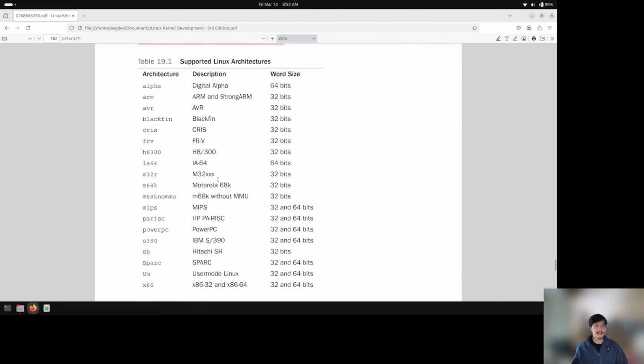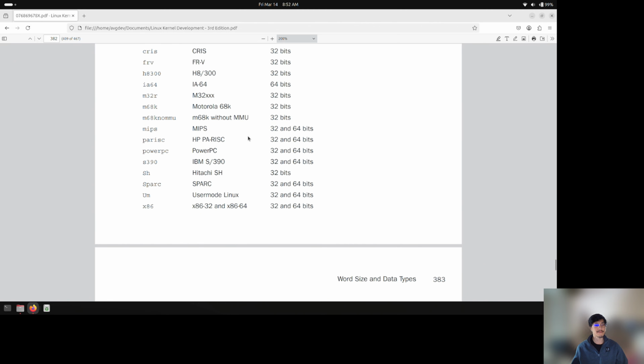Okay, so basically today we're using x86-64, so that's going to be 32 and 64 bits. ARM nowadays is also 64 bits, although you still have some devices that are using 32-bit word size. So that's the most important one.